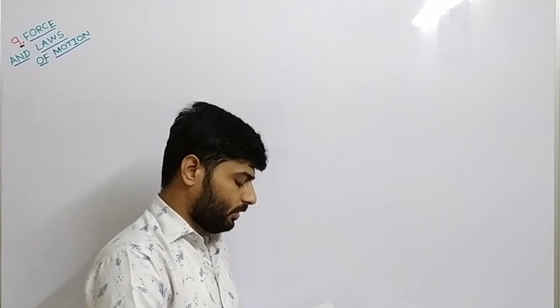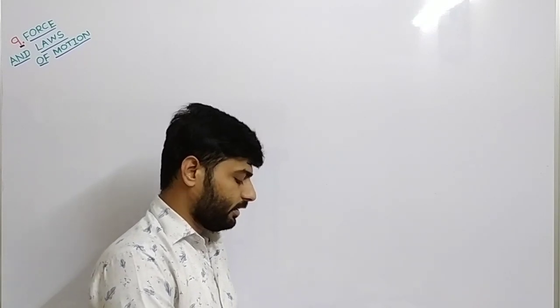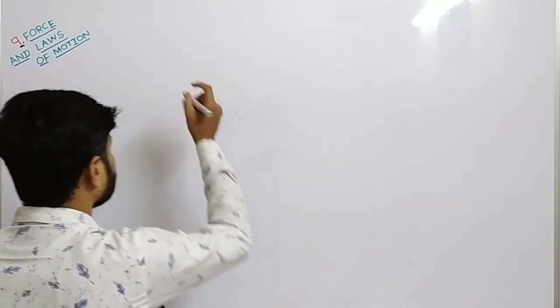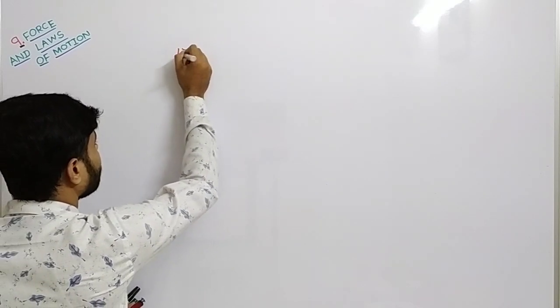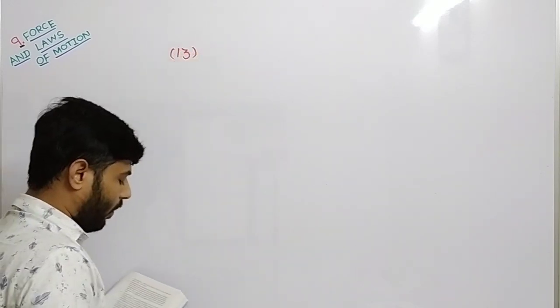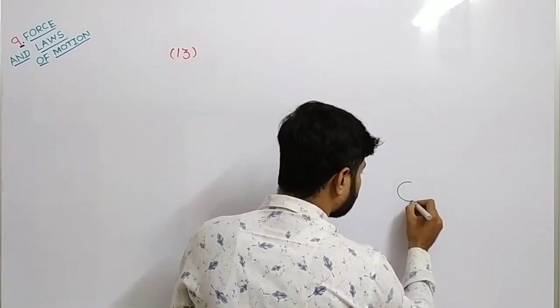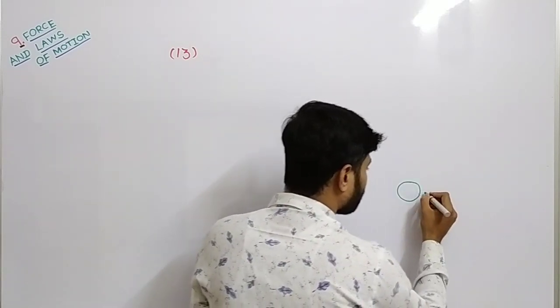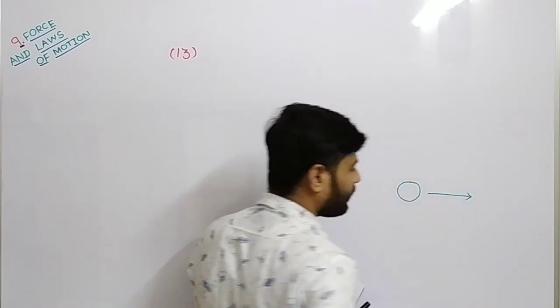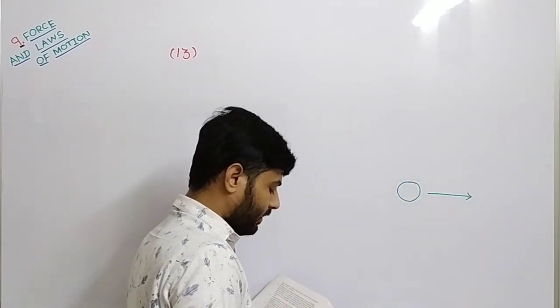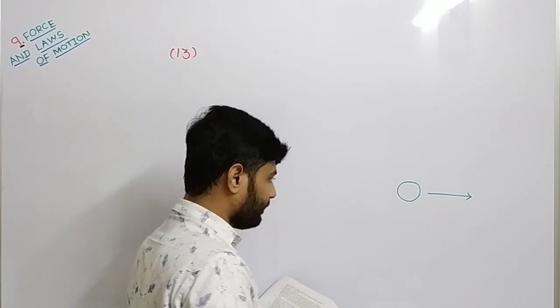So let's derive data first. Question number 13. We have one hockey ball like this, which is moving, suppose, in right side direction with velocity u1.